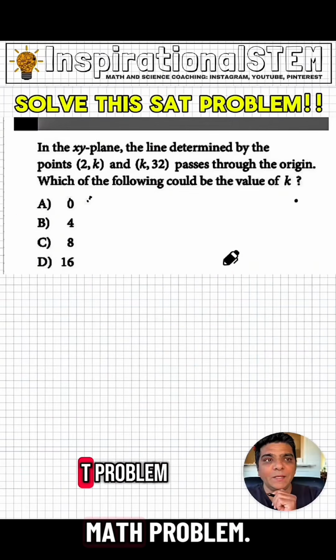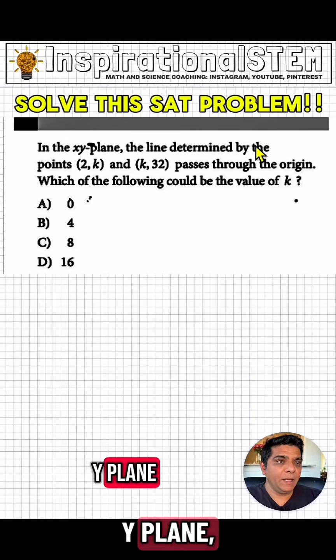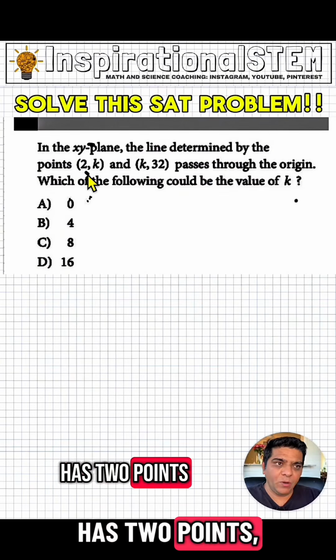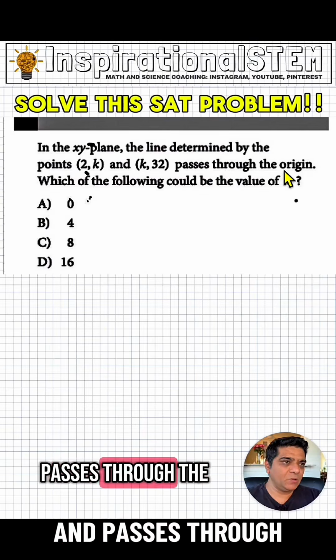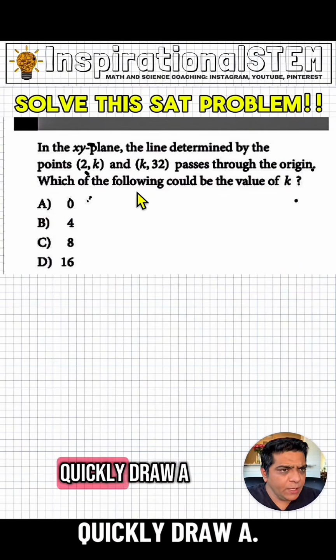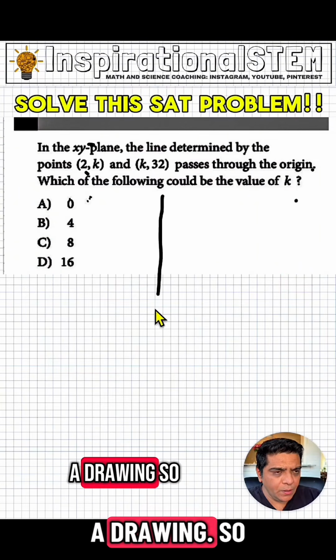Let's go ahead and solve the SAT problem. So we have in the XY plane, there's a line that has 2 points, (2, k) and (k, 32), and passes through the origin. Okay, so let's quickly draw a drawing.